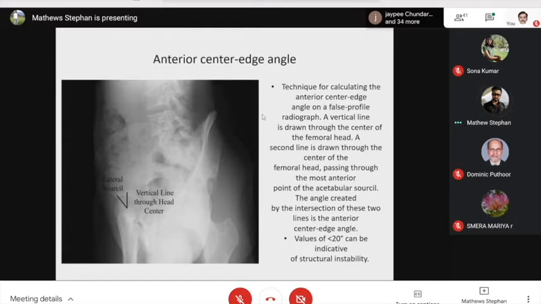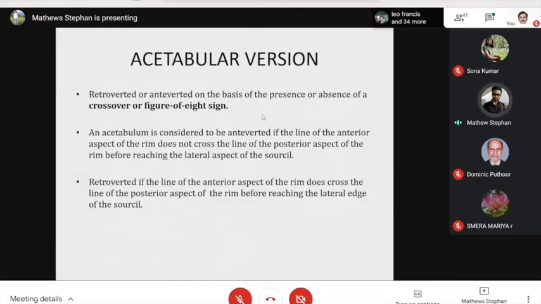Next, coming to the acetabular version. The acetabulum is classified as retroverted or anteverted on the basis of the presence or absence of the crossover or figure-of-8 sign. An acetabulum is considered to be anteverted if the line of the anterior aspect of the rim does not cross the line of the posterior aspect of the rim before reaching the lateral aspect of the sourcil. Retroverted means the line of the anterior aspect of the rim crosses the line of the posterior aspect of the rim before reaching the lateral edge of the sourcil.